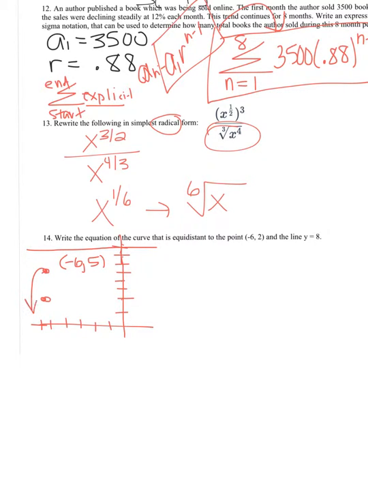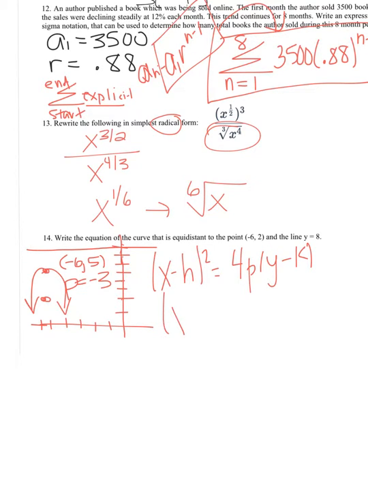This is concave down because the focus has to be in the middle of the parabola. So because it's concave down, P is a negative, and you're going down 3, so P is -3. Now this doesn't really help you if you don't know the formula. X minus h squared equals 4p y minus k. You need to know that formula. So this is going to be, as your final, x plus 6 squared equals -12 y minus 5.